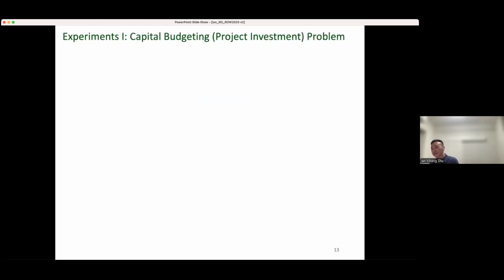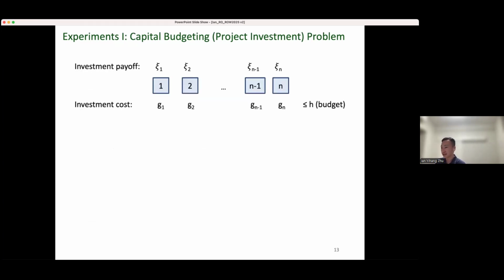Okay, so if not, we can look at some experiments. The first experiment is a classic capital budgeting problem, or a project investment problem.